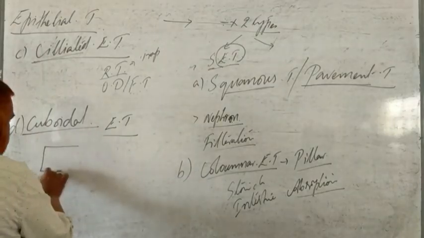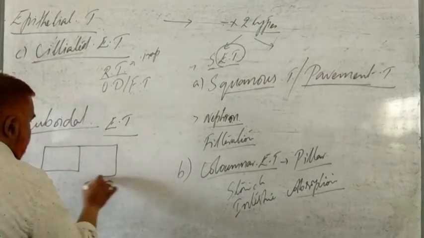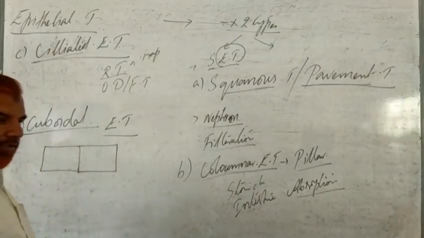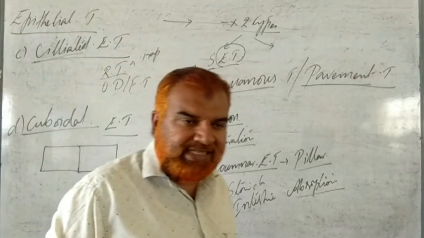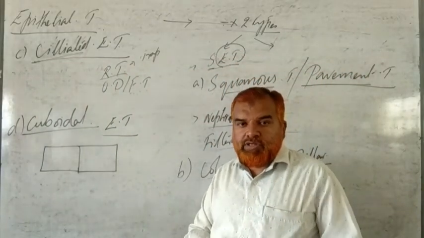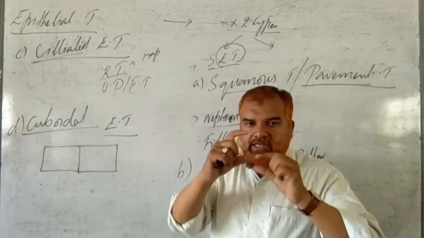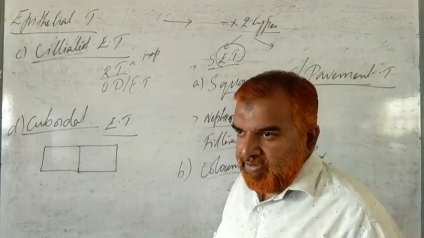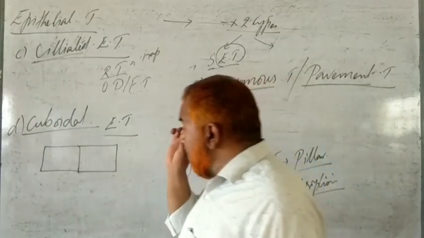You know what a cube is? In maths also you would have studied cubes. A cube has 6 sides, 6 faces. The best example is an ice cube, with 6 faces. So, cuboidal epithelial tissue.